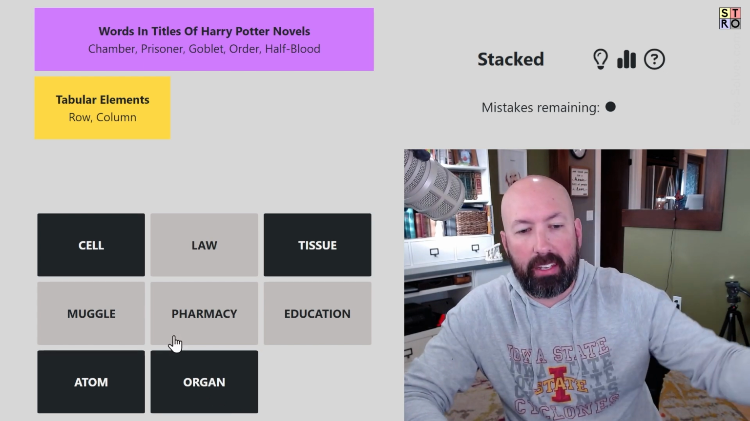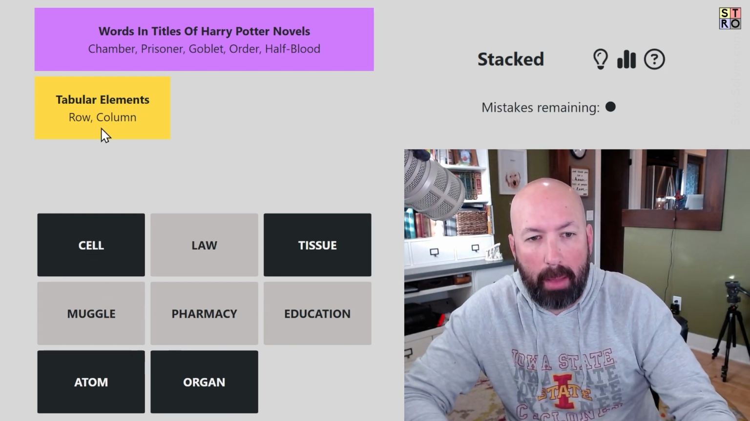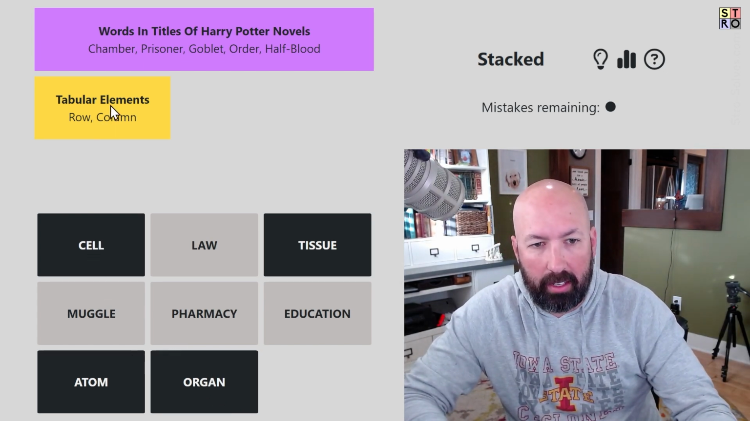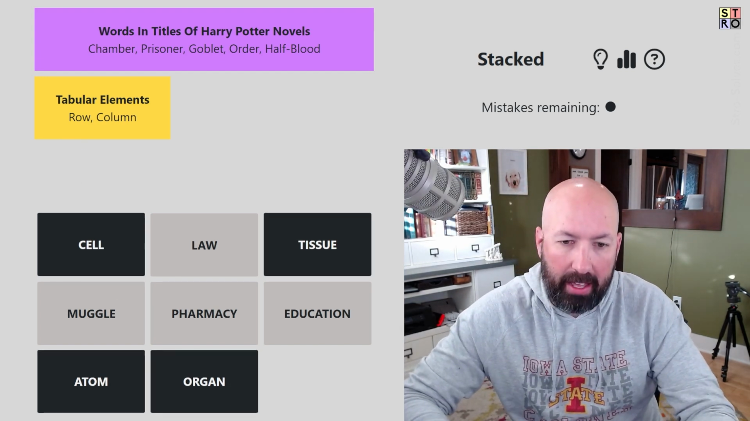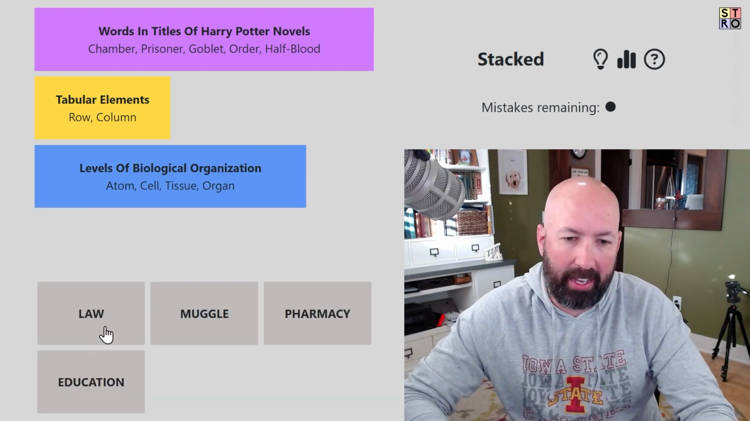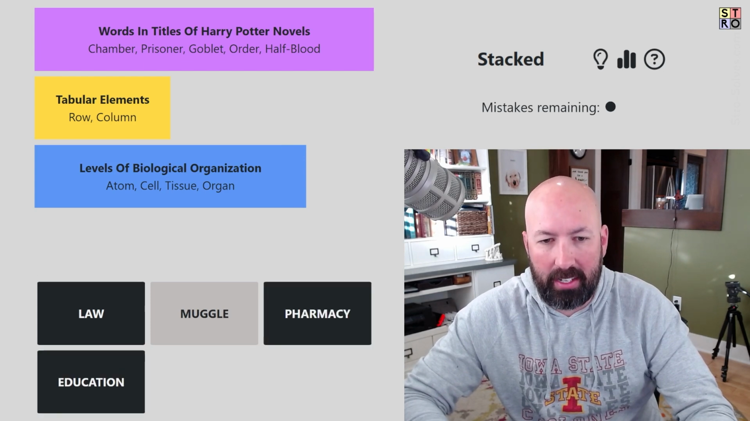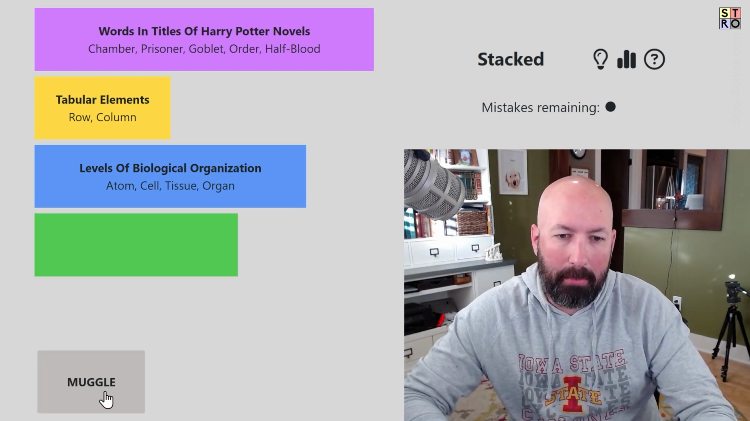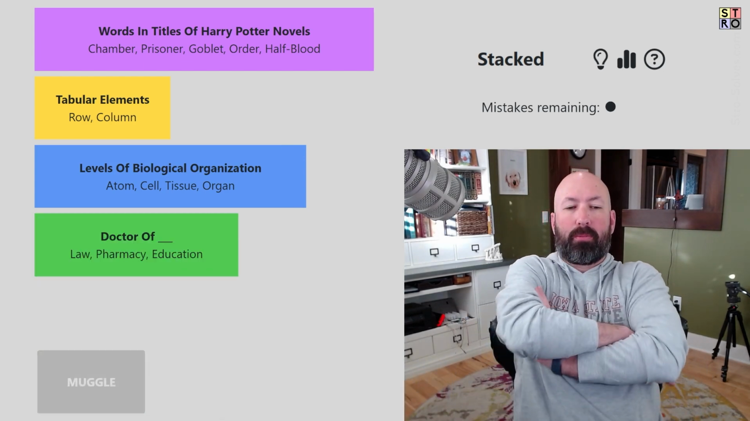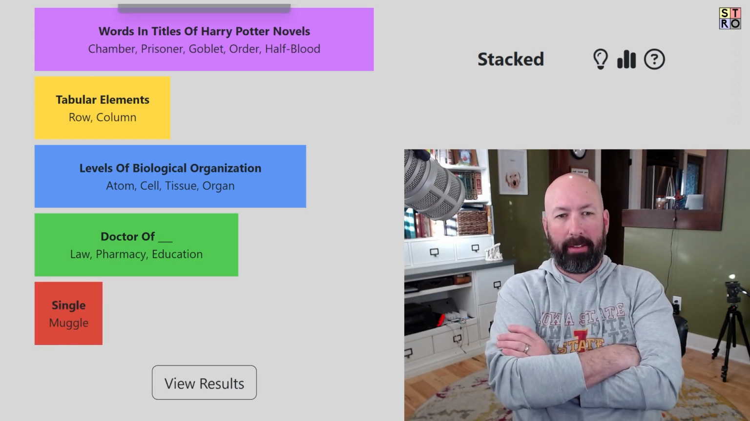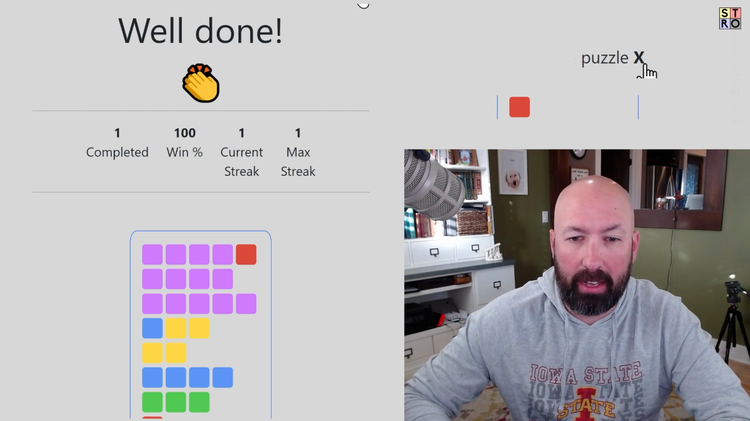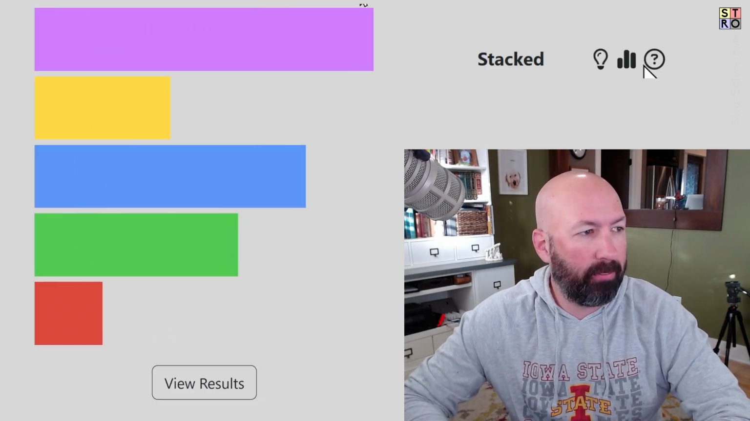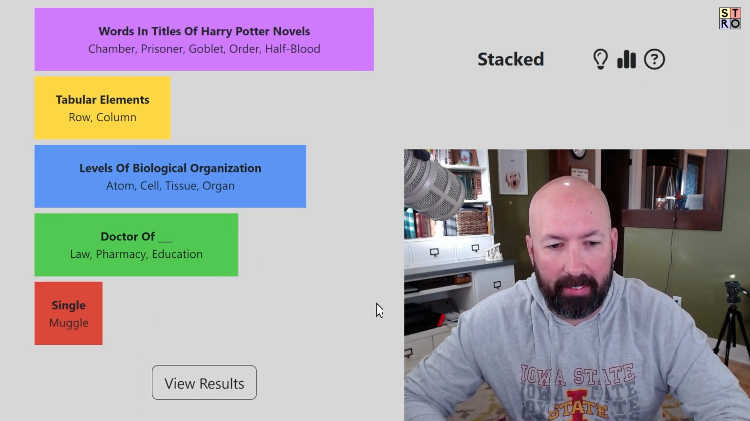And it's got to be that, because then you can't just swap cell to the spreadsheet things, because then they'd both have three. So it's got to be that for the four. Okay. Law, education, and pharmacy are the three, and Muggle is by itself. Oh, that makes so much more sense. Okay. All right, well, I had 3 mistakes. First time playing it, I was successful. So, not too bad. Very interesting.